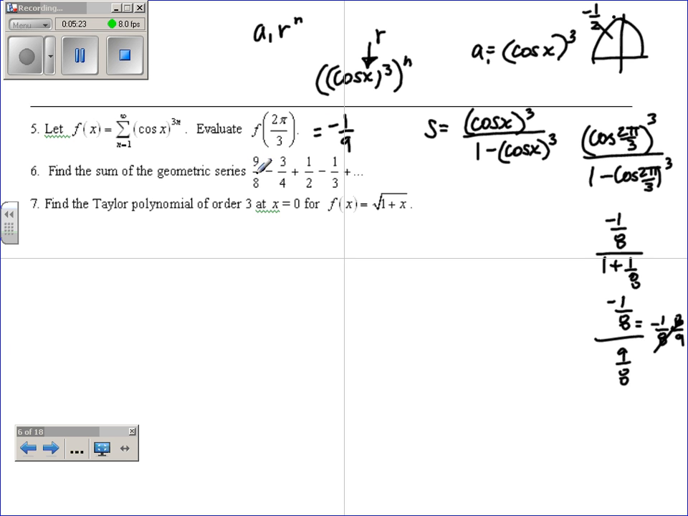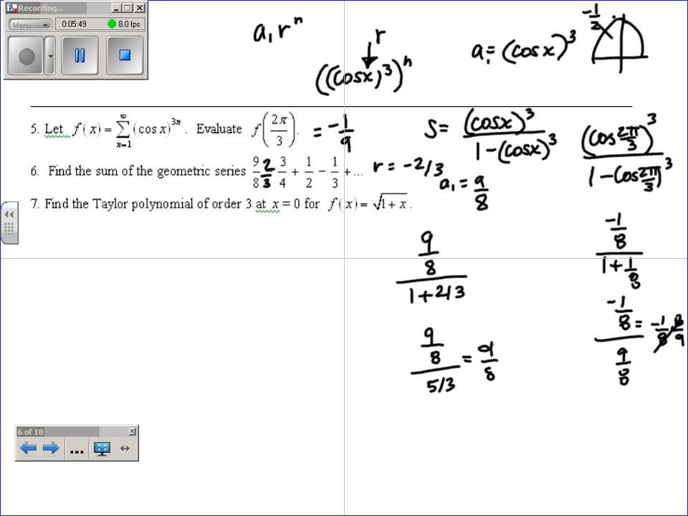Alright, so kind of just guess and check and see what the r is, and if you notice, we divided by a 3 because this became 3, we need to multiply by 2, so this would become a 4. The signs are alternating, so r would be negative 2/3, and the first term is 9/8, and so we just use the sum formula where we take the first term and put it over 1 minus r. So 9/8 over 5/3 is the same as 9/8 times 3/5, and so we have 27 over 40.